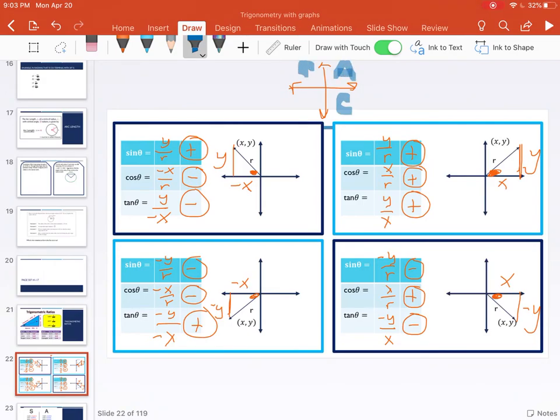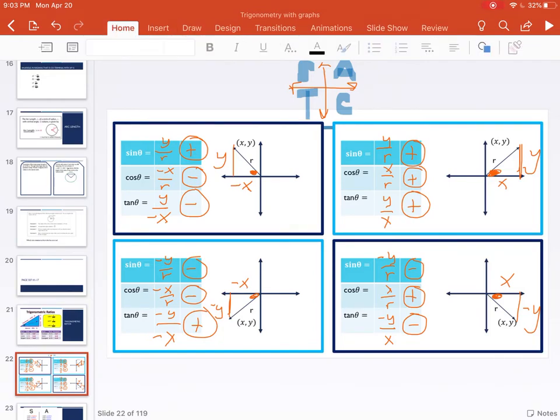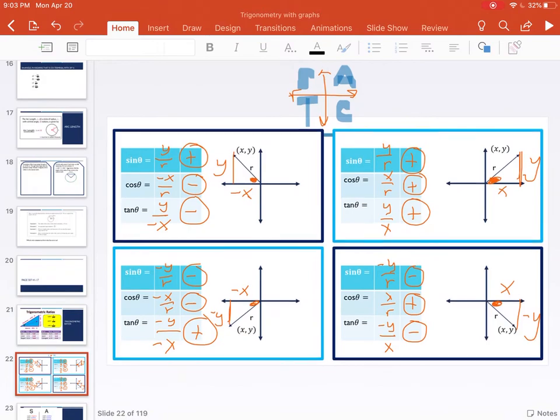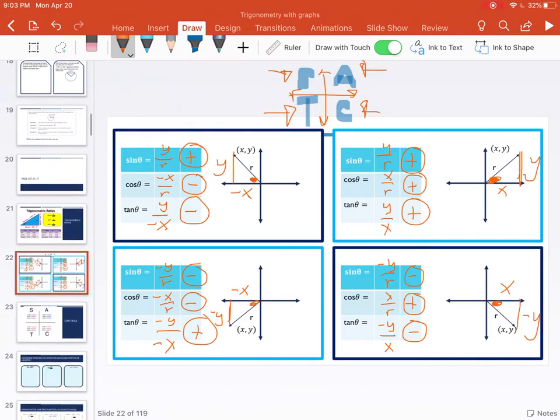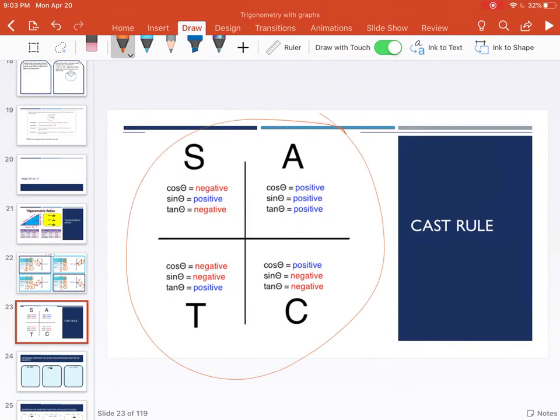So when you're writing the CAST rule, you always start in quadrant 4, and then kind of move your way up. So the CAST rule: in quadrant 4, only cosine is positive. In quadrant 1, all of them are positive. In quadrant 2, only sine is positive. And in quadrant 3, only tan is positive. So the CAST rule is a super quick and easy way to kind of remember all this information without having to draw it all out. And there we go. You should have these in your notes as well.